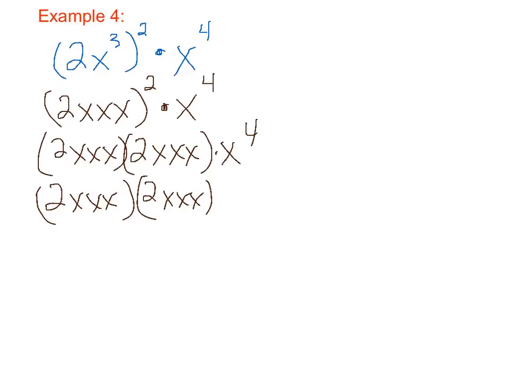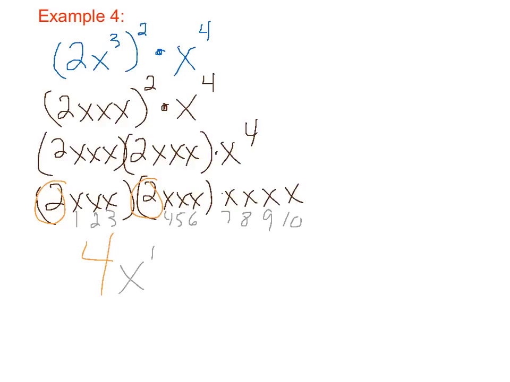X to the fourth is the same thing as x times x times x times x. And if we rearrange this, so we just multiply the things together that are like, we've got a 2 here and a 2 here. So if you multiply those together, we get 4. And if you look at all the x's, we've got 1, 2, 3, 4, 5, 6, 7, 8, 9, 10 of them. So this would be 4x to the 10th.